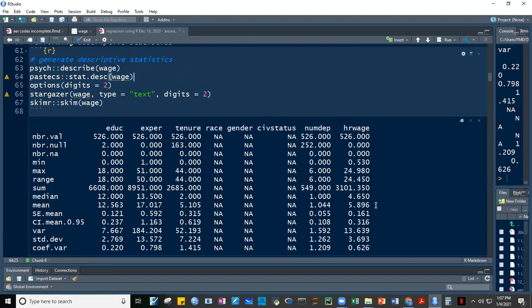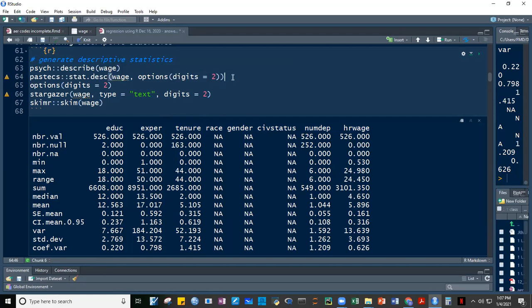Okay, if you got 6 decimal places, guys, you can format that, and you can put here options. Options is equal to options. Options is equal to digits. Digits is equal to 2.